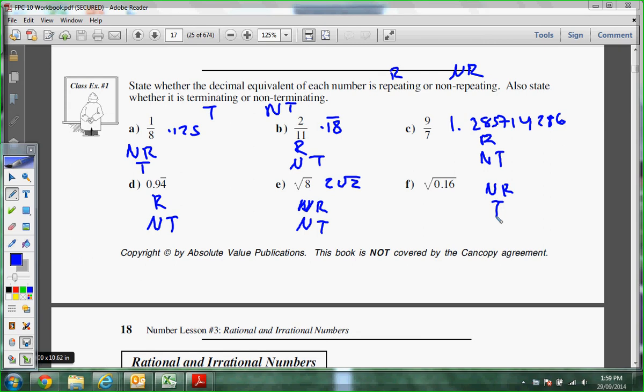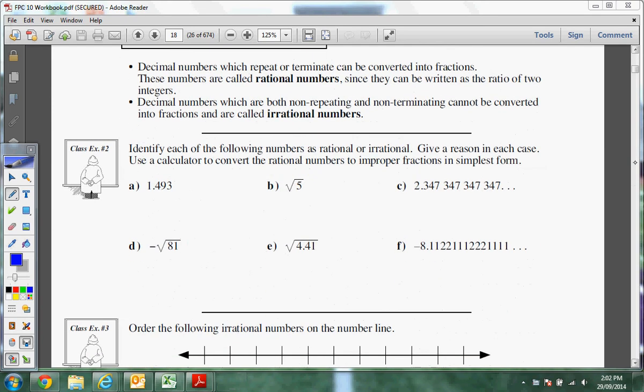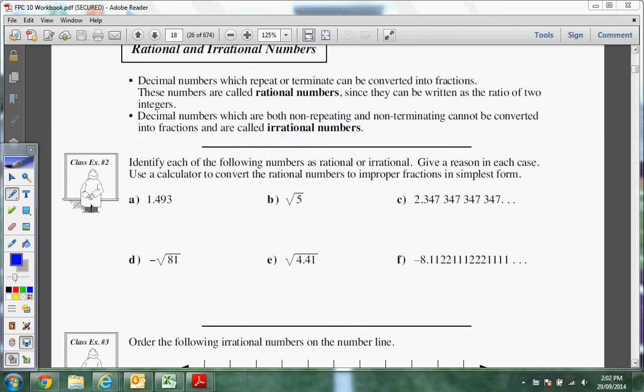All right, so now let's get into the actual definition of rational and irrational numbers. Decimals, numbers which repeat or terminate, can be converted into fractions. These numbers are called rational numbers. So if they repeat or terminate, either or, they are rational numbers. Decimal numbers which are both non-repeating and non-terminating cannot be converted to fractions. They're called irrational. So 9 over 7, that's a fraction. That's why I can tell you that one has to be repeating, because it has to meet one of these restrictions. 9 over 7 can't be non-terminating and non-repeating.